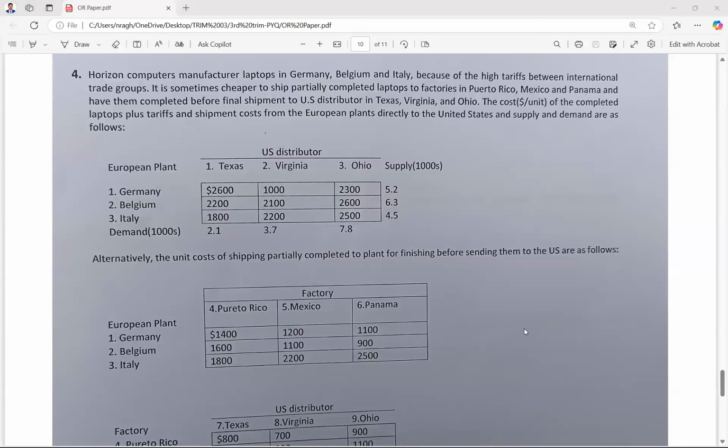Then the fourth question, if you see the looks of it, you can say simply it is a transshipment question. So just giving it a quick glance, we are shipping goods from Europe to US. Europe is your source, your destination is US, and the costs are given.